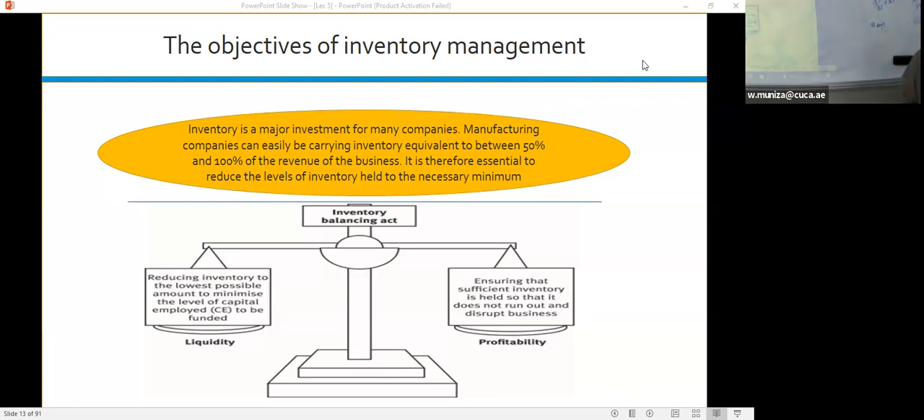So the company would be depriving itself of the profits, and the shareholders' return is going to become lesser. So at every time, the company must focus to get a balance between liquidity and profitability. What your book says about it: inventory is the major investment for many companies. Manufacturing companies can easily be carrying inventory equivalent to between 50% and 100% of the revenue of the business. It is therefore essential to reduce the levels of inventory held to the necessary minimum.